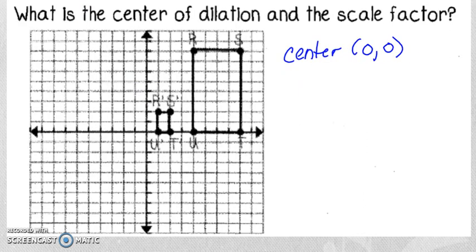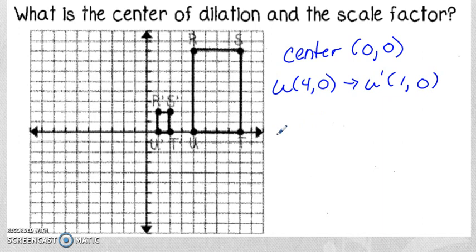For this example, we want to find the center of dilation. Well, we're only dealing with centers at the origin, so the center would be 0, 0. And the scale factor. We need to find the difference between the pre-image and the image. U is at 1, 2, 3, 4, 0. To get to U prime, if I write that coordinate down, U prime is at 1, 0.